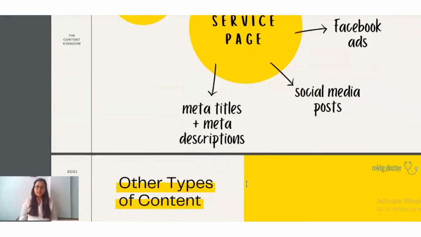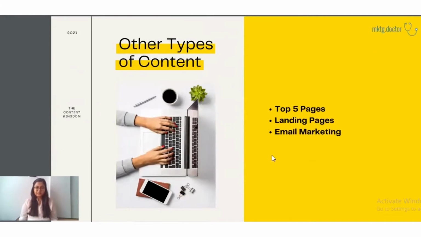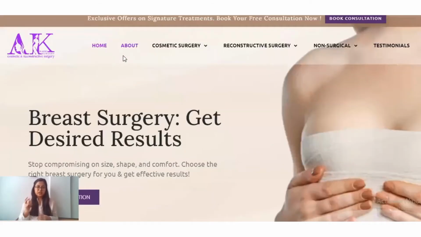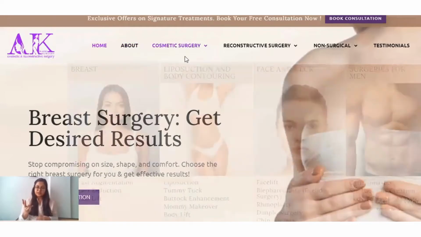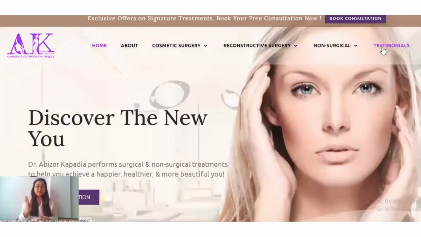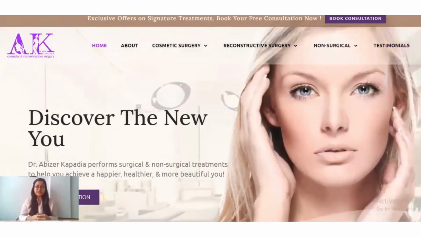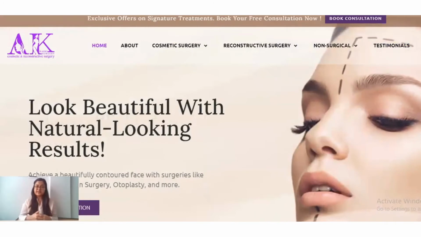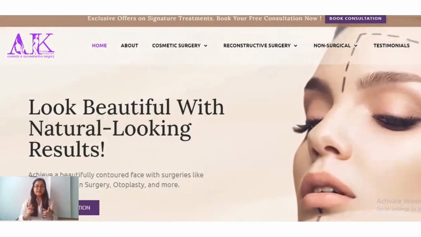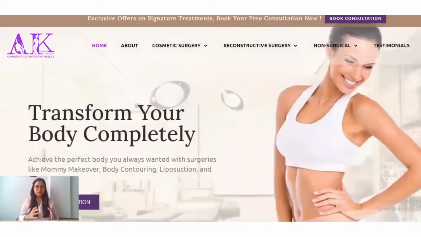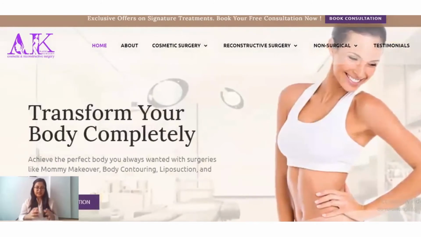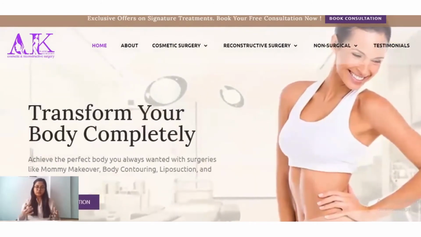The next format I'll be talking about is the top 5 pages. So these top 5 pages are very necessary and important to any website. These top 5 pages include homepage, about us or why choose us page, meet the doctor page, testimonials page, and contact us page. These top 5 pages are written as per the needs and requirements of the client to highlight their uniqueness. The homepage includes the hero section and it gives an overview of the website.